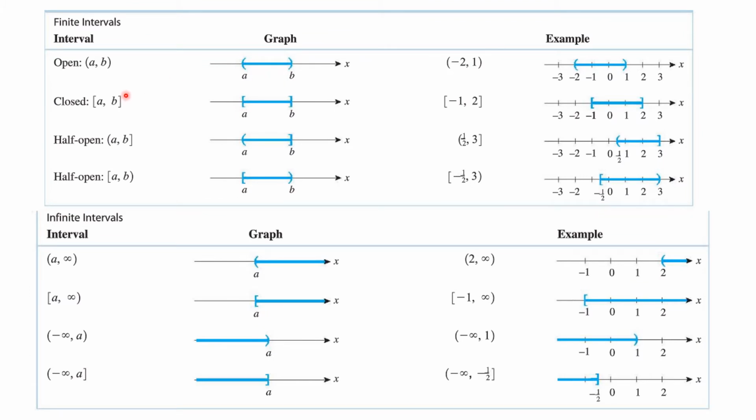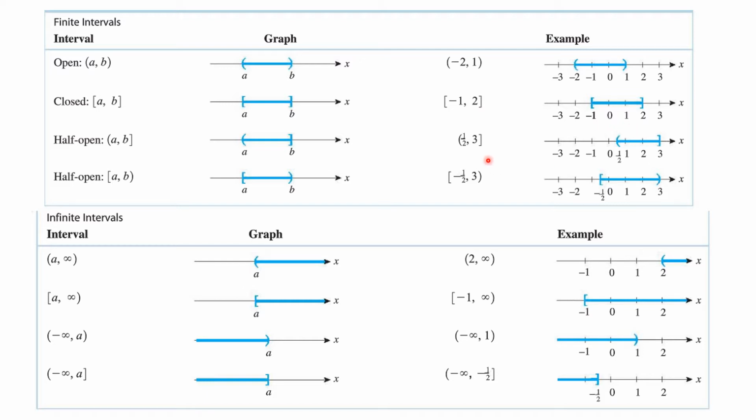We will be using interval notation to describe many subsets. We can have finite intervals, which can be open, closed, half open, and that means half closed. So if we write, for example, parentheses -2, 1, that means these are the numbers that are between -2 and 1 on the number line, not including -2 and not including 1. A closed interval, for example here, the closed interval shown with a bracket, -1 to 2, is all numbers between -1 and 2, including the 2 endpoints.